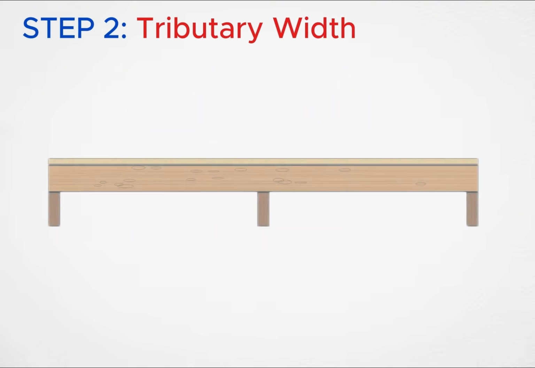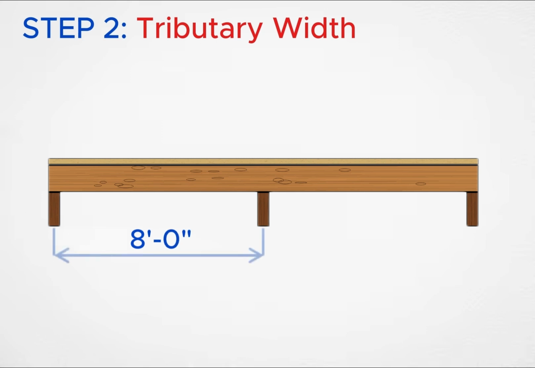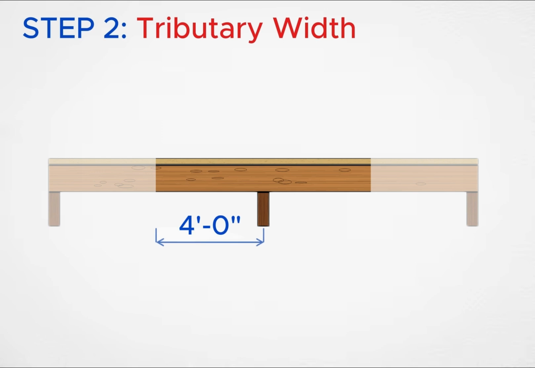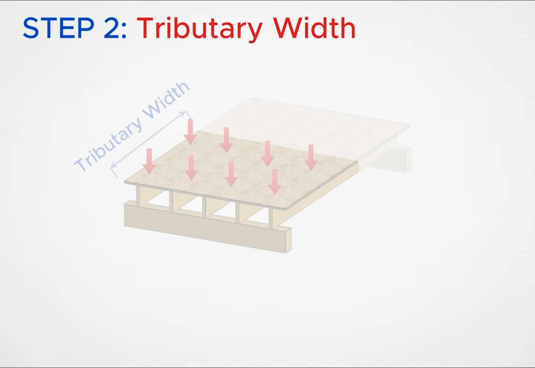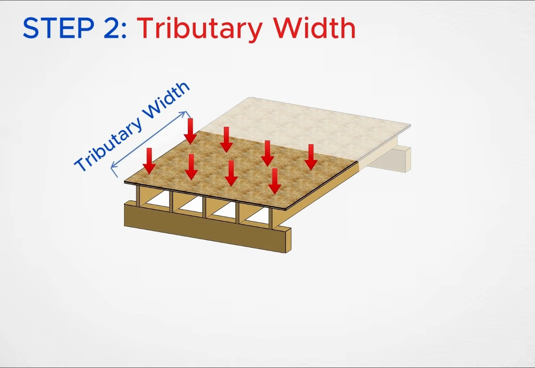Let's look at an example. Suppose rafters span 8 feet to the left of the beam and 8 feet to the right. The beam receives load from half of each span, 4 feet from the left and 4 feet from the right. So the tributary width is 8 feet. Now the number from the previous video makes sense. We didn't choose 8 feet randomly. It came directly from the framing geometry.